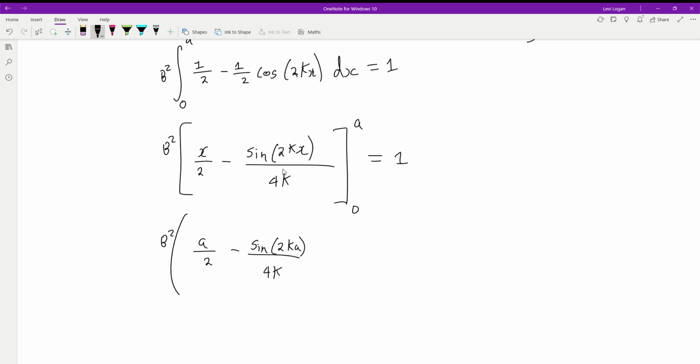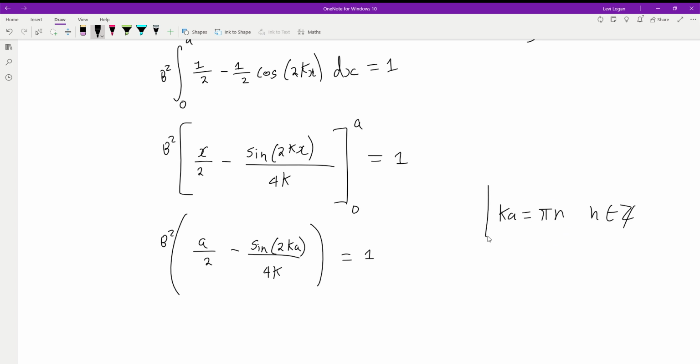Now if you put the 0 into here, that's going to turn to 0, and that's also going to turn to 0, because sine of 0 is 0. So that's going to be 0. So what we're left with effectively is just this here, is equal to 1. And we also know that ka is going to be equal to n pi, where n is a discrete number. So we can make that substitution in a sec once we pretty much know this.